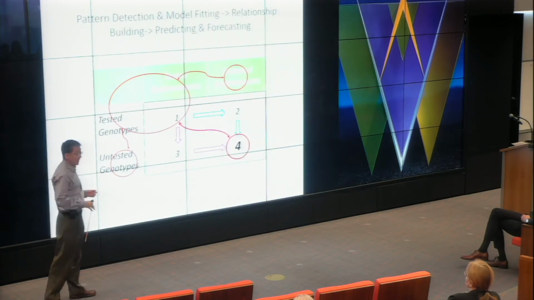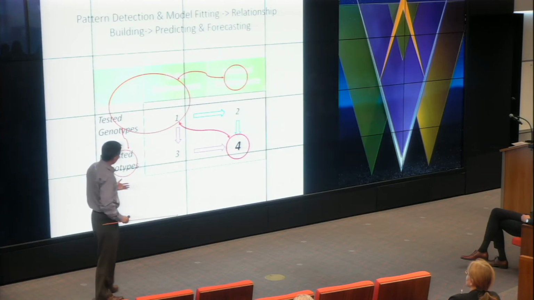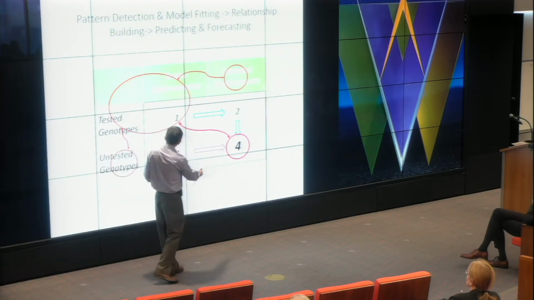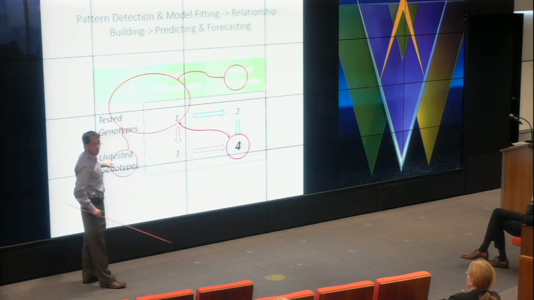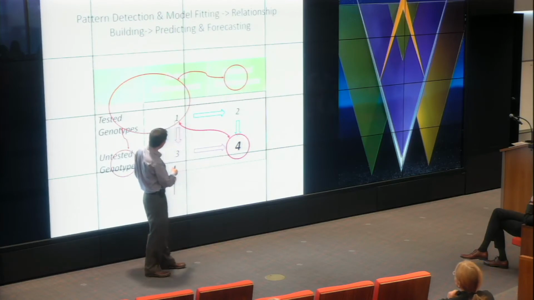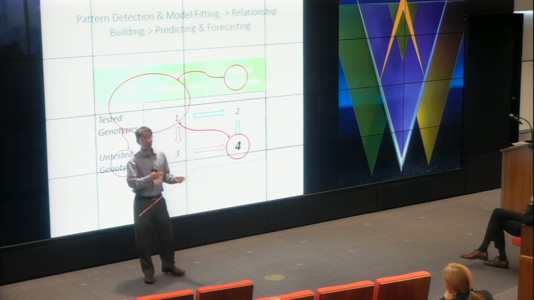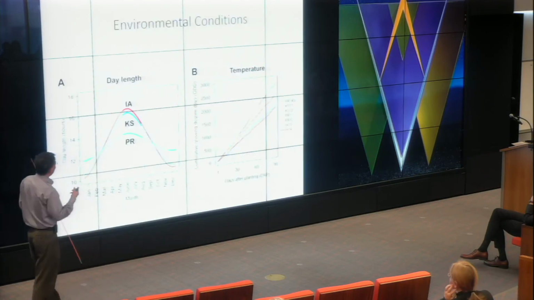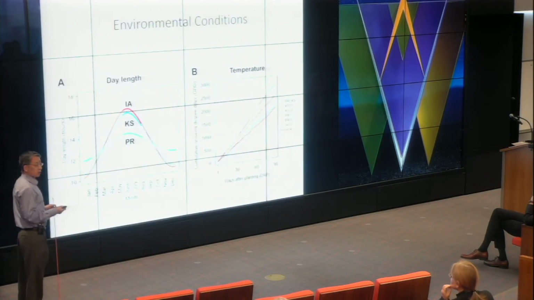So what we really want to do in the ag business is to predict the untested future genotypes, designing crops for the future environment, right? We need to jump from number 1 to number 4. We have to understand the patterns behind all this. Okay, we again go back to our sorghum data.